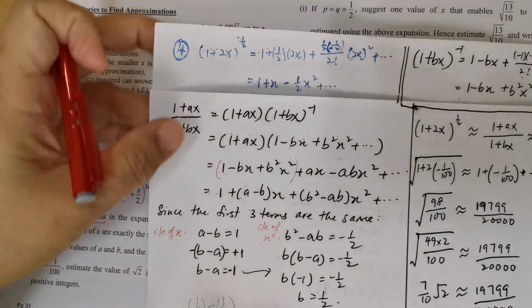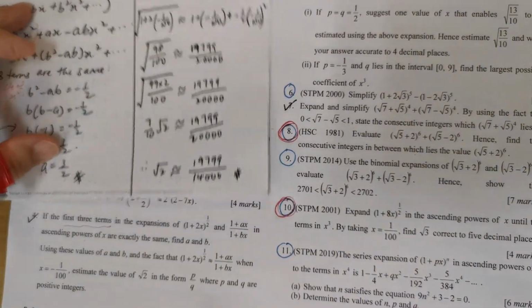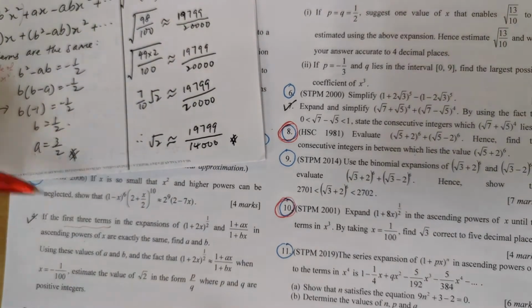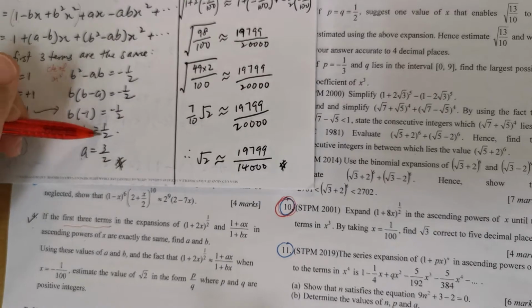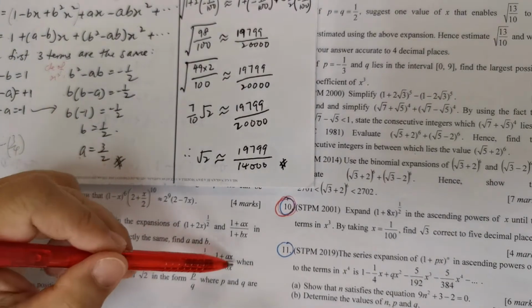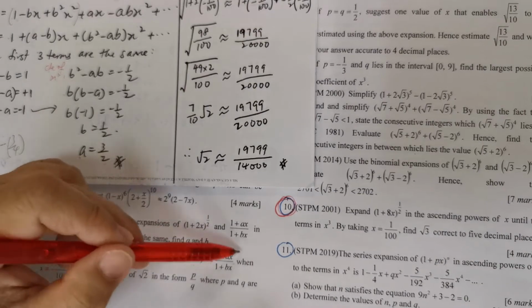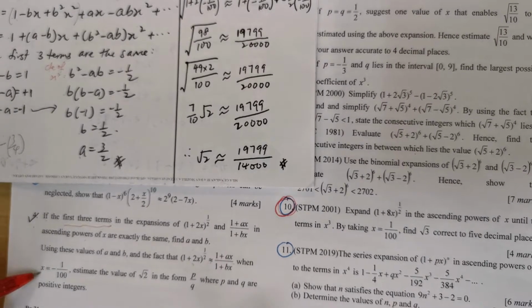Okay, so the next one is, we have find a and b. So the question says, using this value of a and b, and the fact that this one is approximate to this, the first 3 terms of this approximate to the first 3 terms of this, when x equals negative 1 over 100.